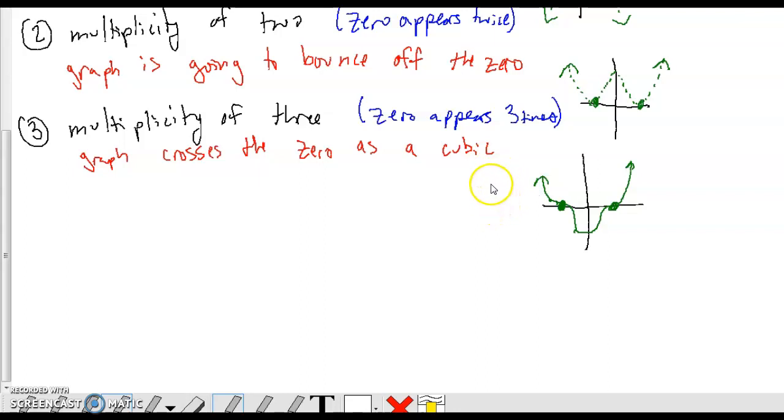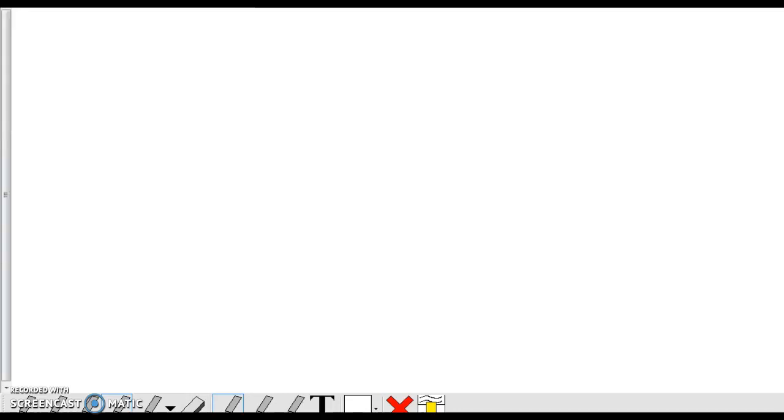So let me kind of show you. You can have a multiplicity of 4. The multiplicity of 4 also kind of looks like the bounce. Basically, anytime you have an even multiplicity, it's never going to cross the 0, right? And an odd multiplicity, it will cross the 0. Okay, so let's put that into good use, and we're going to sketch this graph.